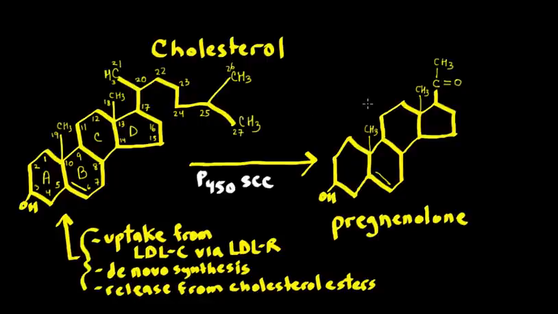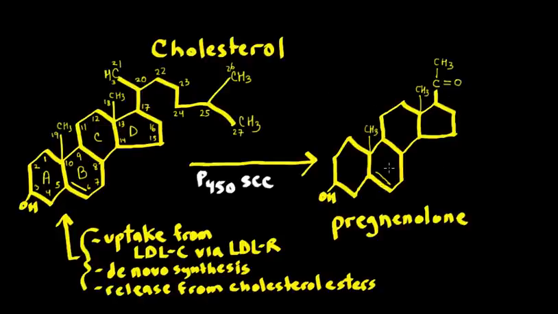Okay, so regardless of how you get the cholesterol, we end up with it here, and we can see that this first step, which I've labeled P450 side chain cleavage, is the rate limiting step. You can see that the molecule that we make here is pregnenolone, and the only difference between the two molecules, cholesterol and pregnenolone, is that we've shortened the molecule down to 21 carbons. So we've cleaved off the side chain, and now we're left with this molecule over here.